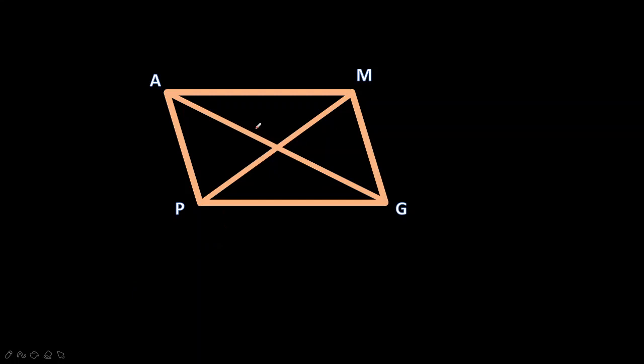PM divides AG into two, right? I mean this diagonal PM cuts the diagonal AG into two. That is like this. We know that. We can see that. Also diagonal AG cuts diagonal PM into two, right? That also we can see. So totally we see that we have four parts in the diagonals. This part, this part, this part, and this part.